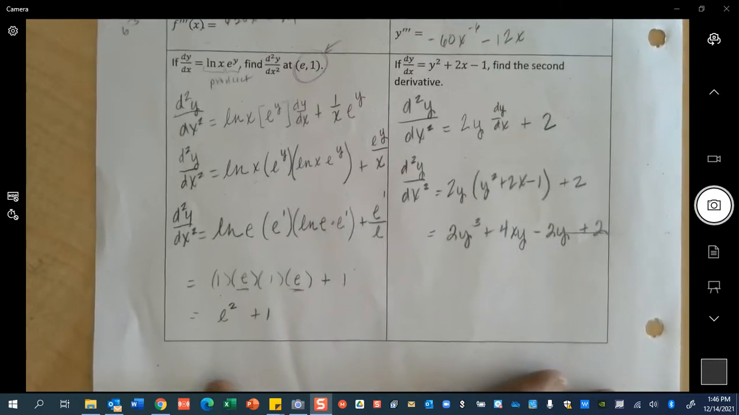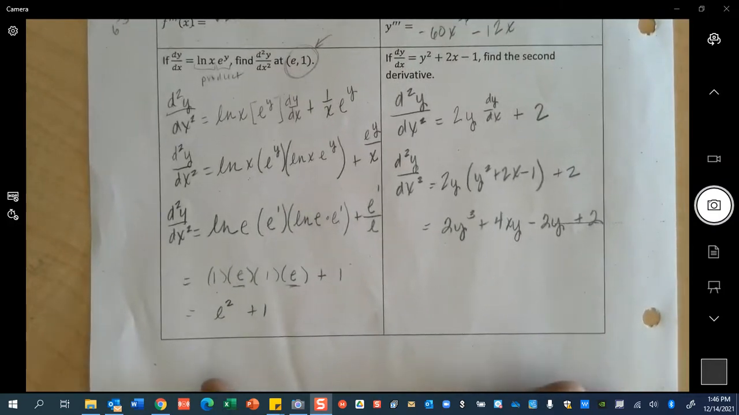When we get down to here, we had two implicit examples. And what was interesting was they already gave us what the first derivative was. So when we found the second derivative, our job was to plug that in for the dy dx.